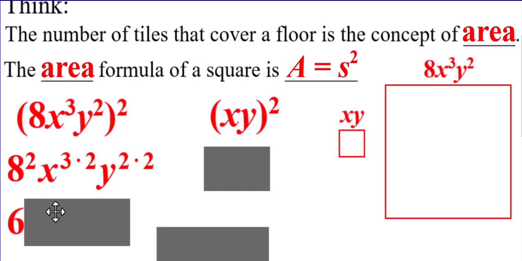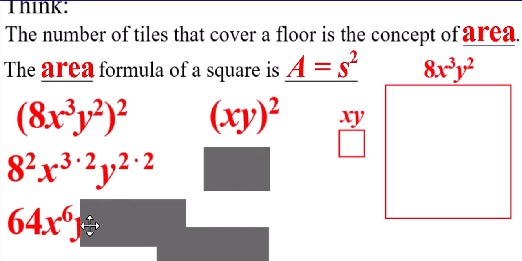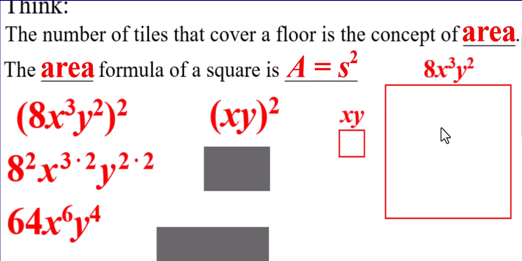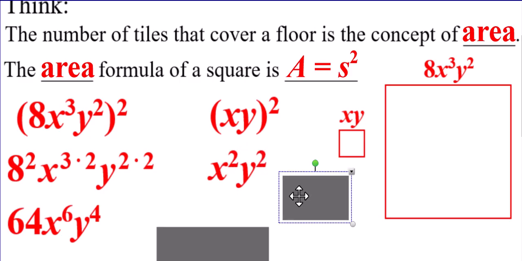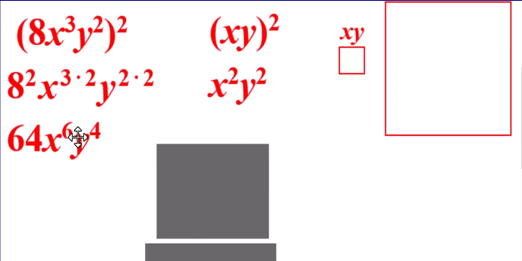8 to the second is 64. 3 times 2 is 6. 2 times 2 is 4. So this represents the area of the entire square floor. Now let's do the area of the tiny tile. You know what, this tile probably isn't tiny enough the way I drew it, but the area of that tiny tile would be x to the second and y to the second. And now what we're going to do is divide them.